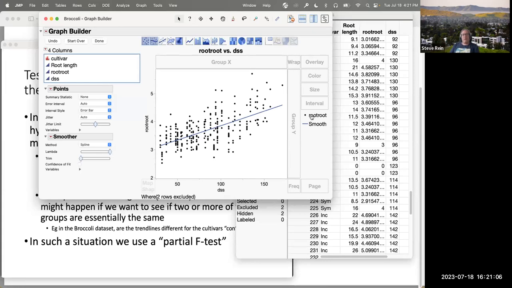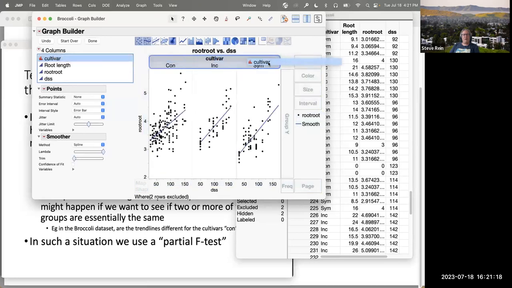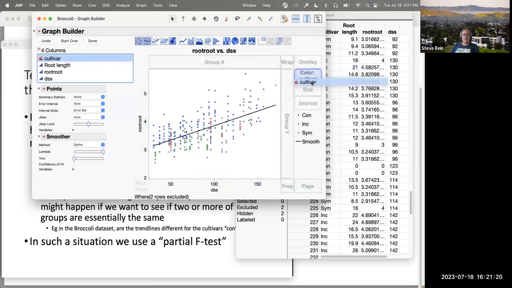So I'm just going to use the square root of the root length, and here is my smoother. The thing we talked about when we discussed these data the first time is that there are three different cultivars. I'll show them in red, green, and blue: red ink, green sim, and blue con. I don't know what those names are, but those are just three-letter abbreviations of the names.